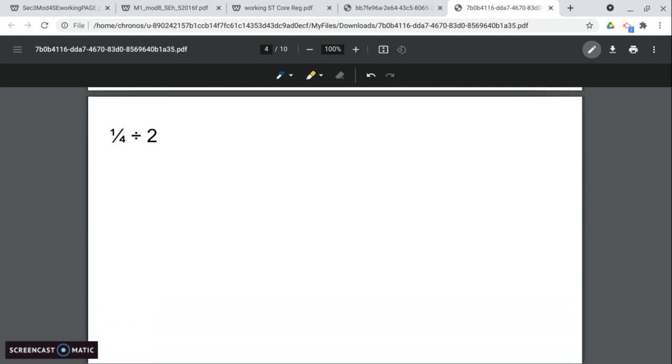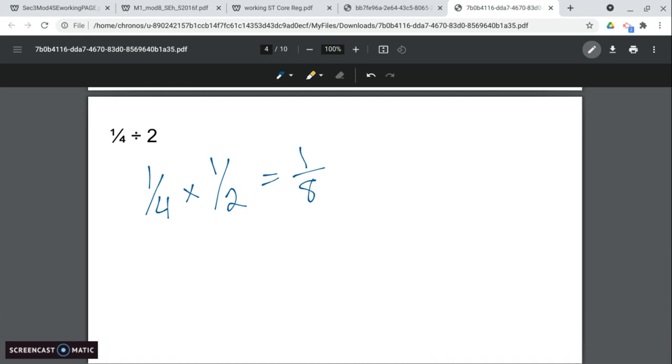So we have 1/4 divided by 2, so keep the first fraction the same. Multiply by the reciprocal, so it becomes 1/2. We flip it. 1 times 1 is 1. 4 times 2 is 8. So 1/8 is our answer.